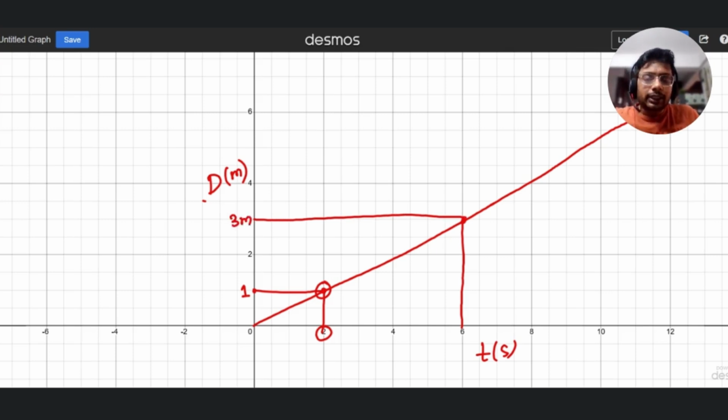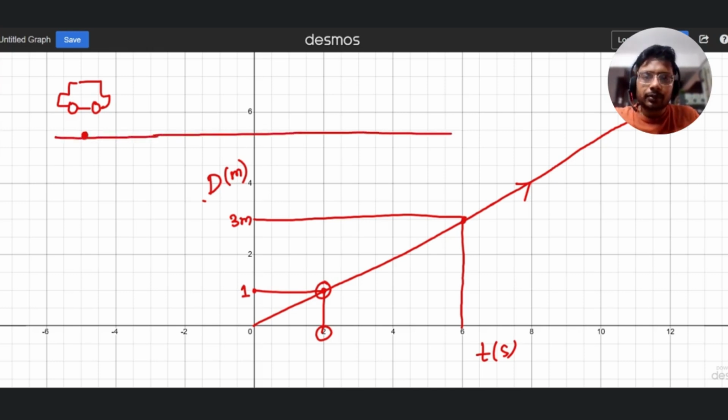But one thing which I want you to understand: you should not get confused with this graph that the object is actually moving in this direction. That's not what this is trying to tell. This is just trying to tell you that there is one object, maybe a car, which is undergoing displacement. This is the starting point for me, and this is a straight path. So the car is just moving along this straight path.